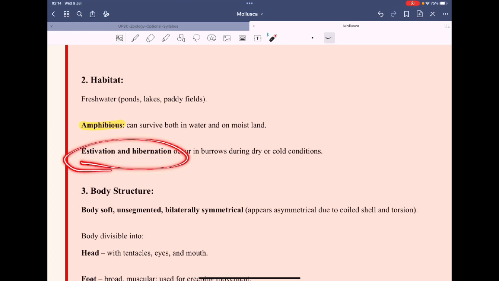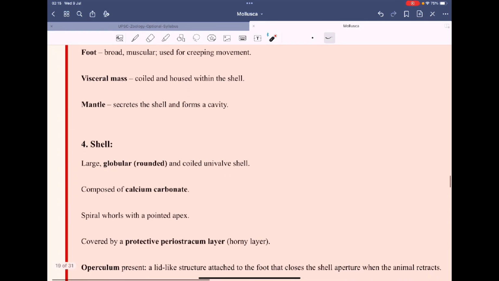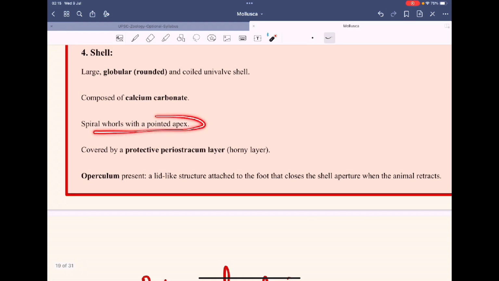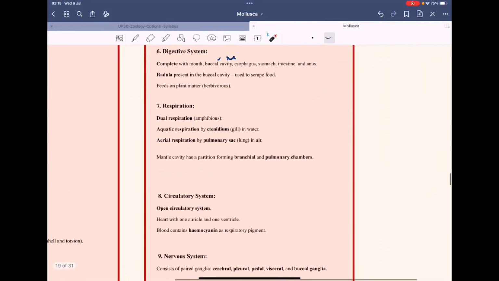They exhibit estivation and hibernation. They occur in burrows during dry or cold conditions. The body is soft, unsegmented and bilaterally symmetrical, and is divisible into head, foot, visceral mass as well as mantle. The shell is globular, rounded and a coiled univalve shell, composed of calcium carbonate. There are spiral whorls with a pointed apex, covered by a protective periostracum layer, the horny layer. The operculum is present as we saw in the diagram.